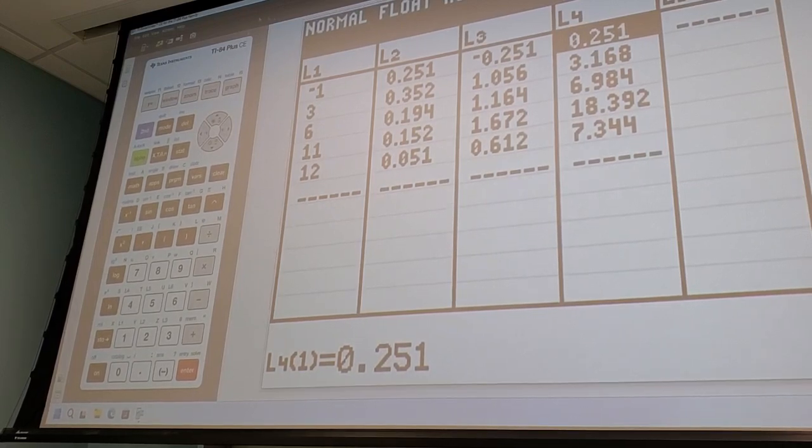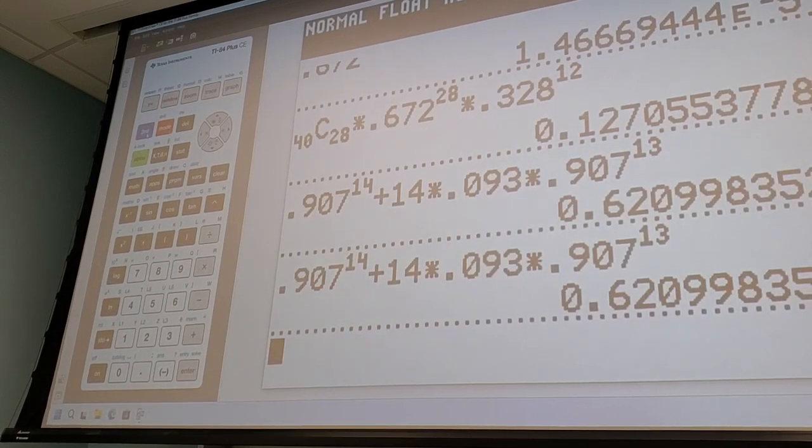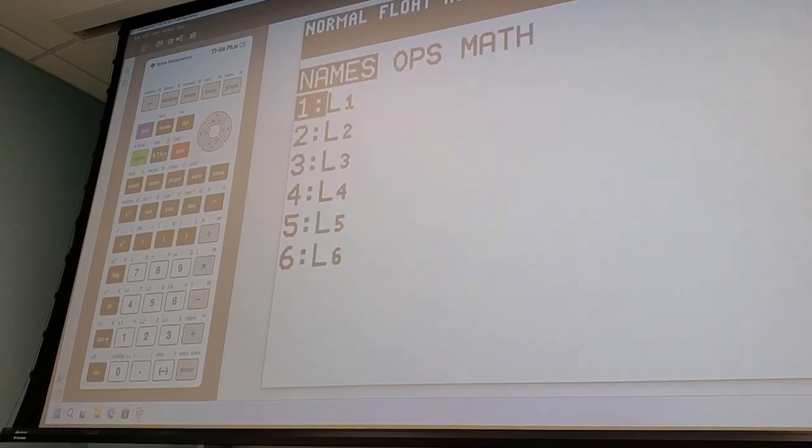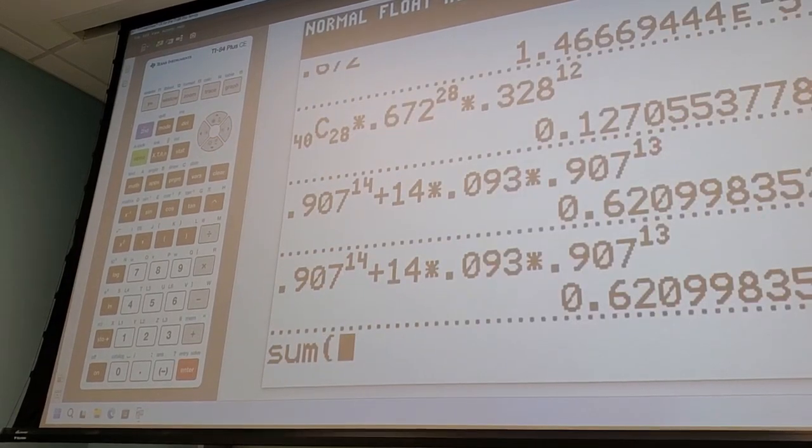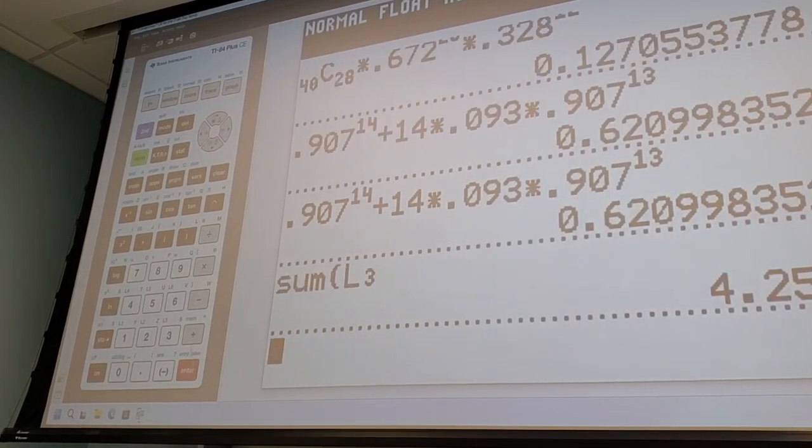Hit second mode to quit. Right, get out of there. Then hit second stat to do something. I want to do something to a list. I want to do math to a list. I want to sum up a list. I want to sum up list 3. I also want to sum up list 4, right? So if I just hit second enter, I can go back and replace that with a 4.